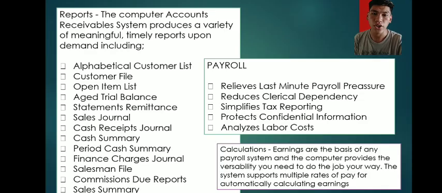Next is reports. The computer accounts receivable system produces a variety of meaningful, timely reports upon demand, including alphabetical customer list, customer file, open item list, aged trial balance, statement remittance, sales journal, cash receipt journal, cash summary, period cash summary, finance charges journal, salesman file, commission due report, sales summary, sales analysis by customer, customer type, salesman, and province.